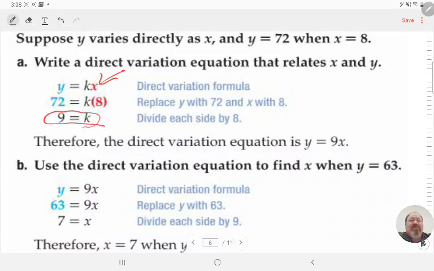So my direct variation equation then is going to be y equals 9x. So that's the answer for A, y equals 9x.